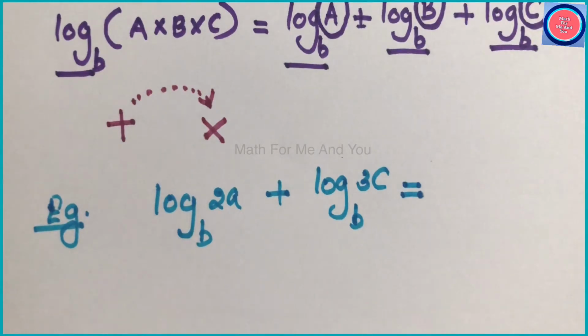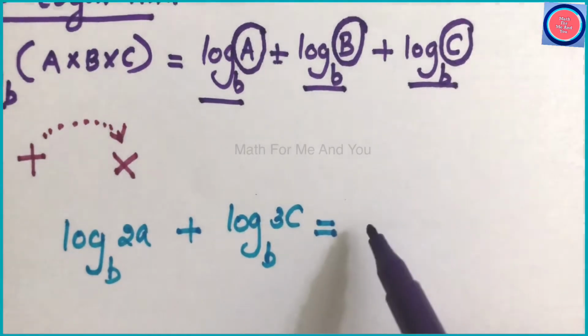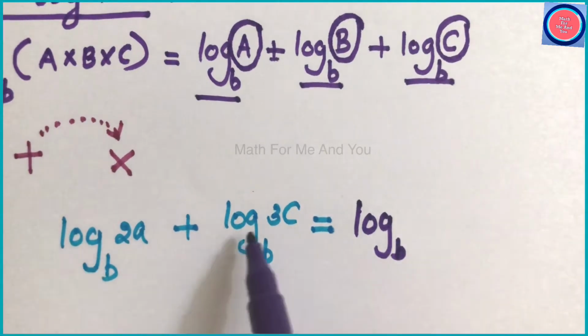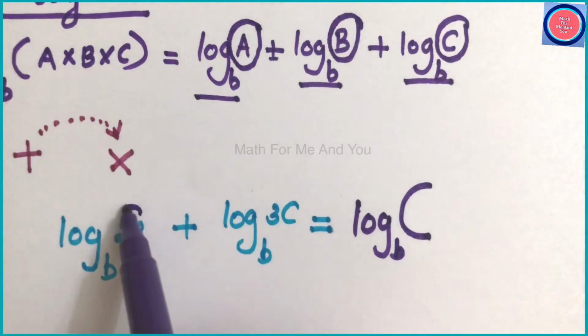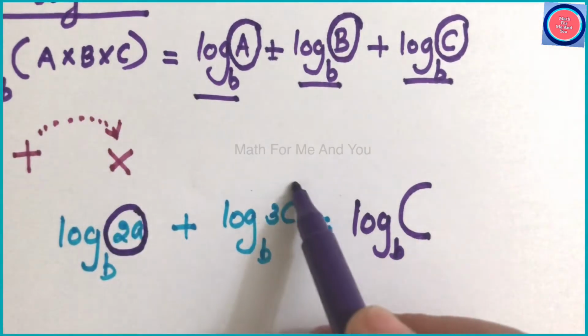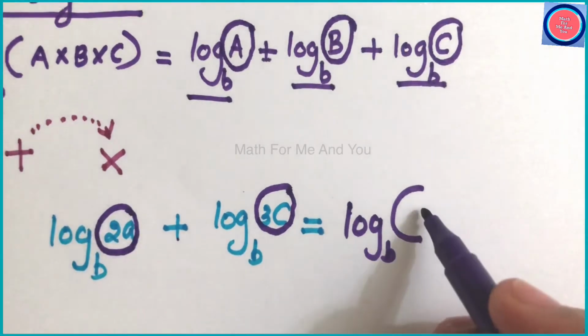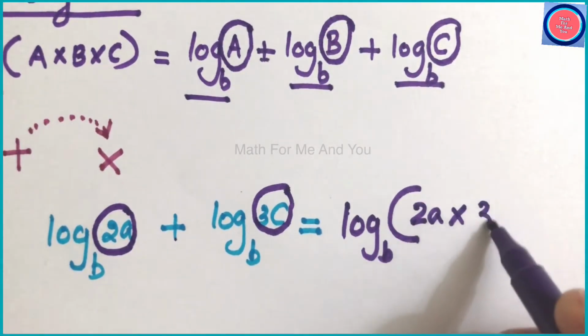So start with log. We are writing as a single logarithm, so we write log first. After that, what is the base? The same base b. Then open a bracket and write all the other terms inside it. The other terms are 2a and 3c, and we will connect them with the operation times. Write 2a times 3c.